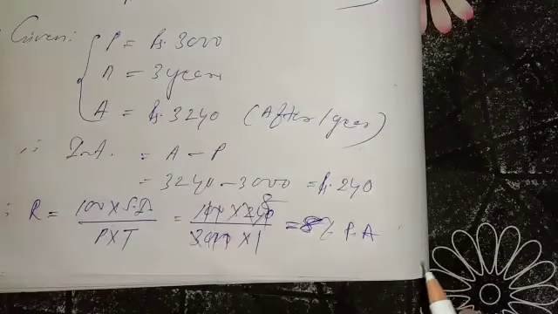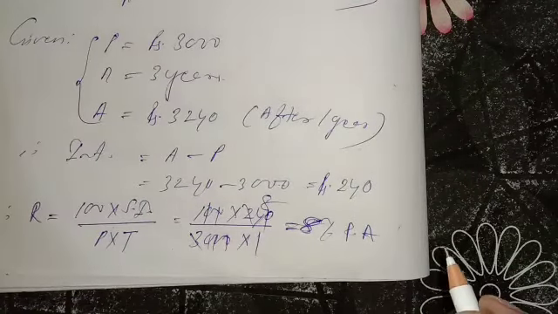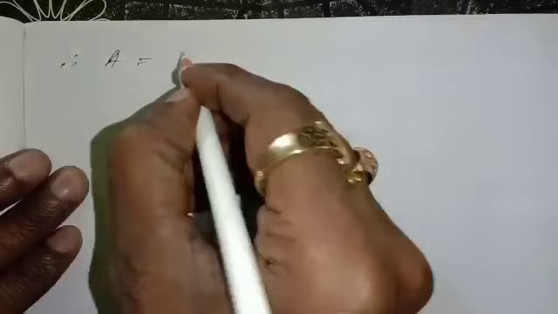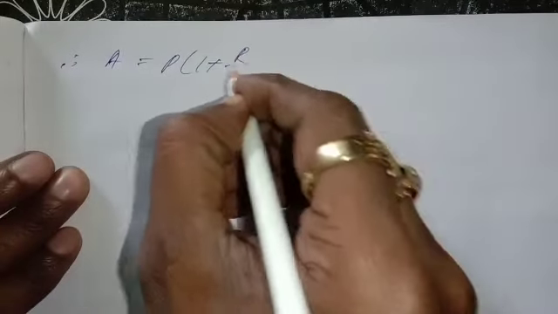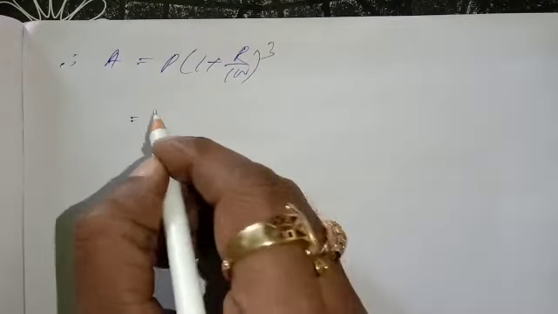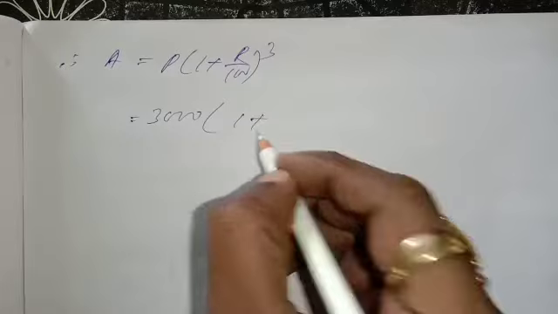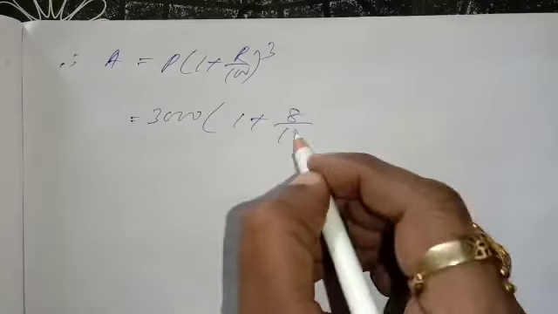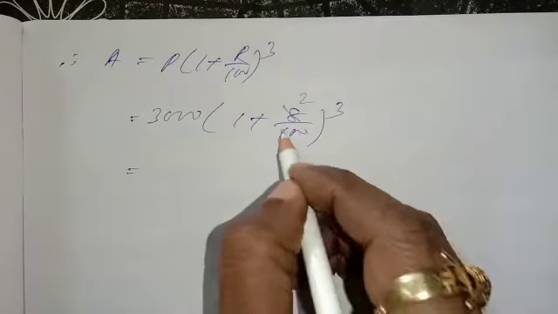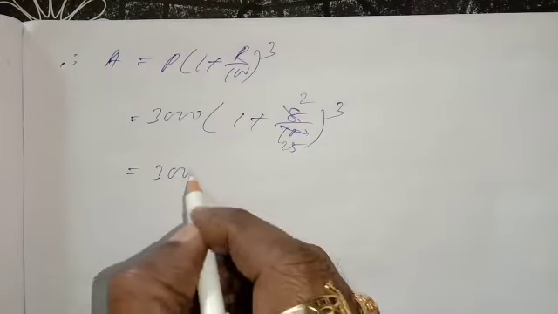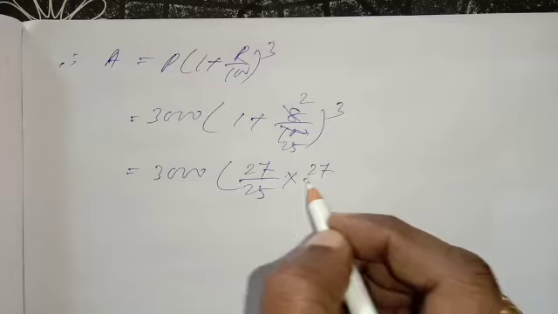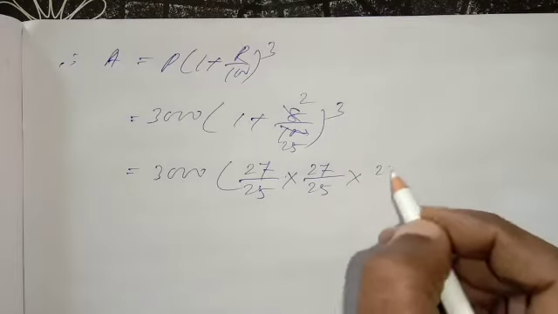After getting the rate, you can easily find the amount after 3 years. Now see. Therefore amount after 3 years will be A equal to P times 1 plus R by 100 whole to the power time 3. Principal given 3,000. 1 plus rate 8%, 8 by 100, to the power 3. Now it will go by 4. 4 to the 4, 25. That means 3000 times 27 by 25. You have to multiply 3 times. Cube is given. Then 27 by 25.